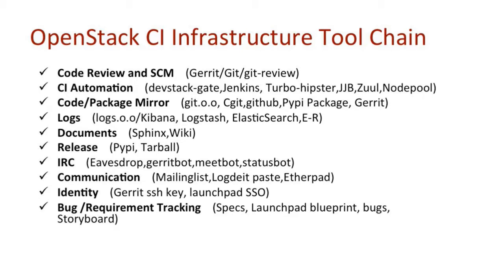And Nodepool is an elastic test resource manager based on OpenStack itself, and their mirrors of the code base, their repo is hosted on GitHub. Actually, GitHub is only one of their mirrors, and also git.openstack.org. They have several mirrors, almost 10, behind an HA proxy. And also Gerrit itself. Gerrit itself is also a Git repo.